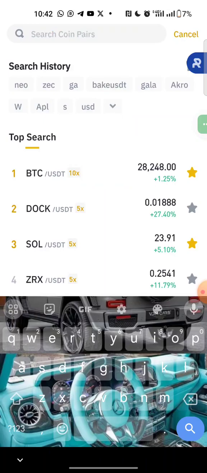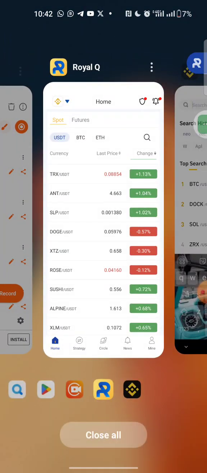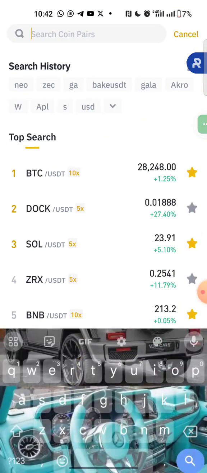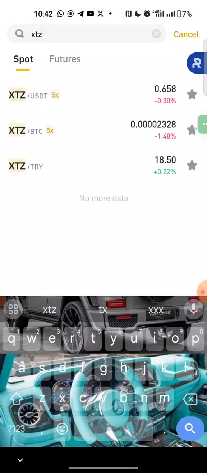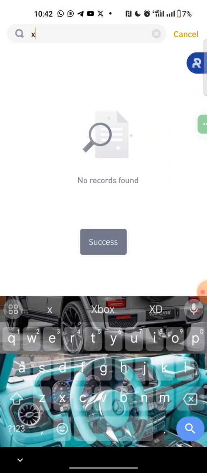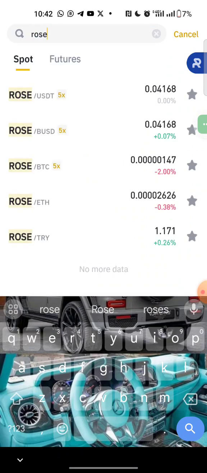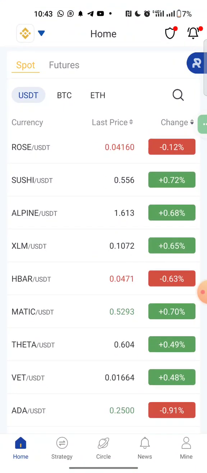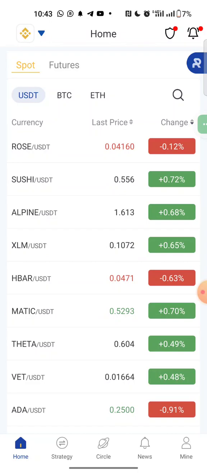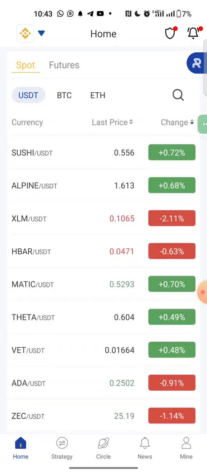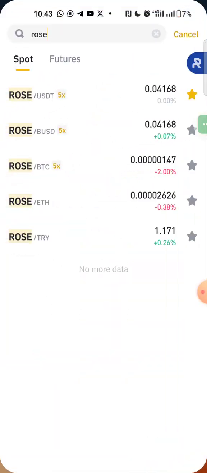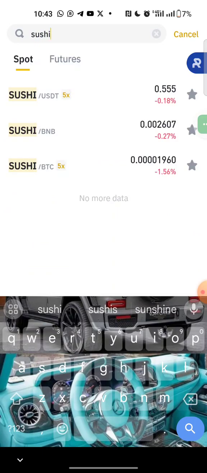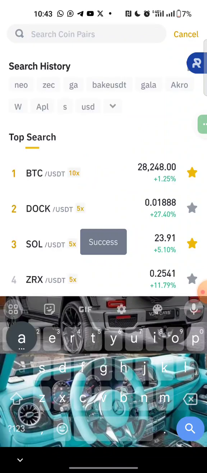Then we have XTZ and ROSE. We have XTZ. Then we have ROSE. It's a long video, but it will be worth it. We have SUSHI and ALPINE. We have SUSHI, ALPINE. Okay, SUSHI, ALPINE.